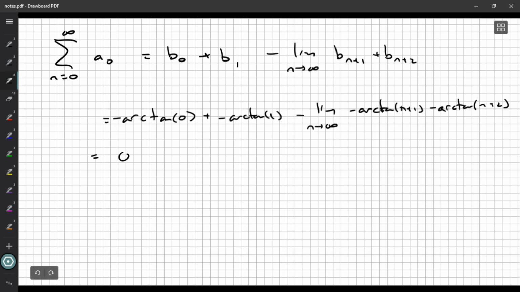Now arctan 0 is just 0, so we've got 0 minus arctan of 1. What do you have to put into tan to get out 1? Pi by 4. Then I'm going to switch this to a plus by bringing out these minus signs.